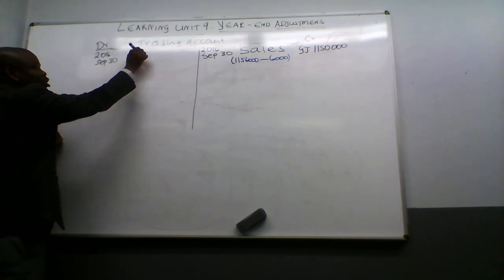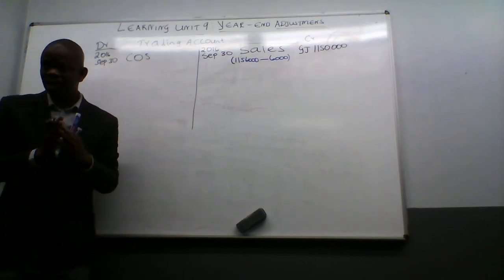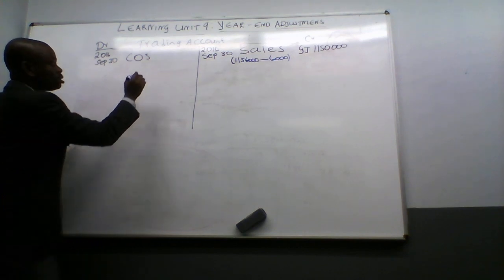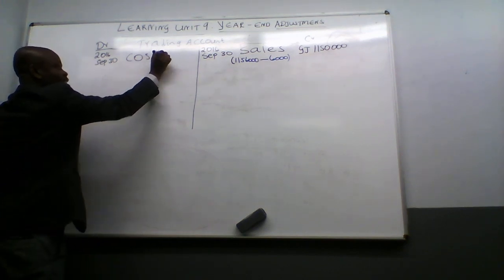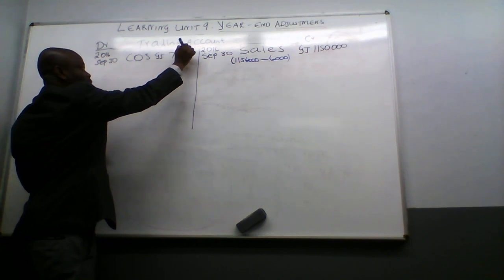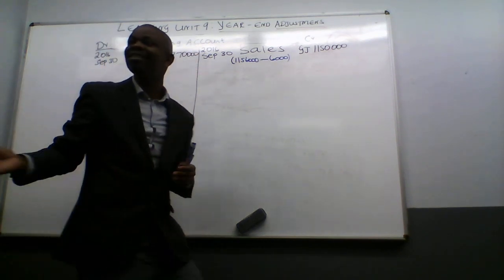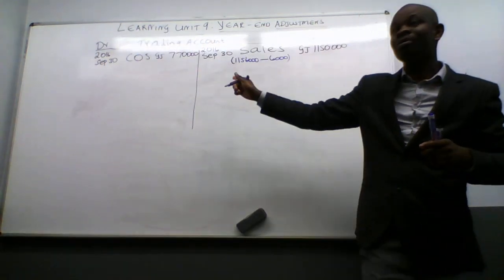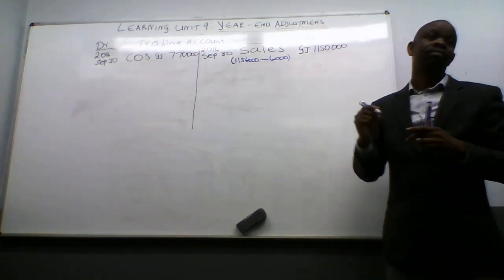What must I write here? Guys, I'm gonna write cost of sales like this because of space. Bear with me. General, please. GJ. How much is the cost of sales? 770,000. Please talk to me. Just imagine if they said this in the exam. I'm telling you, you're gonna win here. Show them.